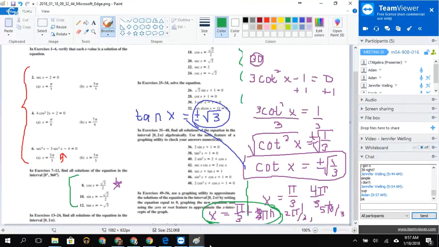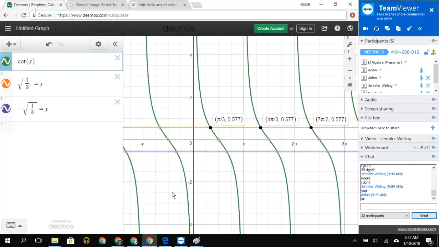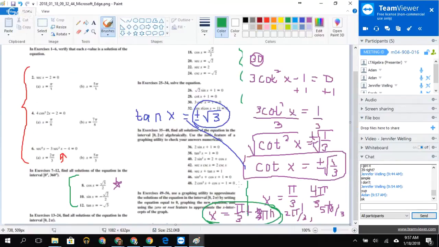And then on the negative side, if we go back to Desmos, we have 2 pi over 3, and then it repeats again at another interval of pi. So we can say x equals 2 pi over 3 plus pi times some interval. So that's the last little tricky part to that.